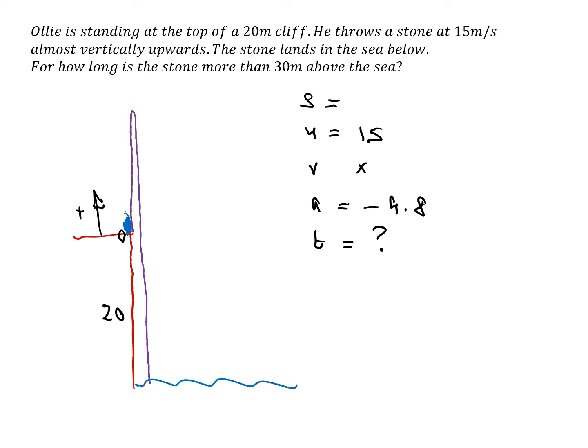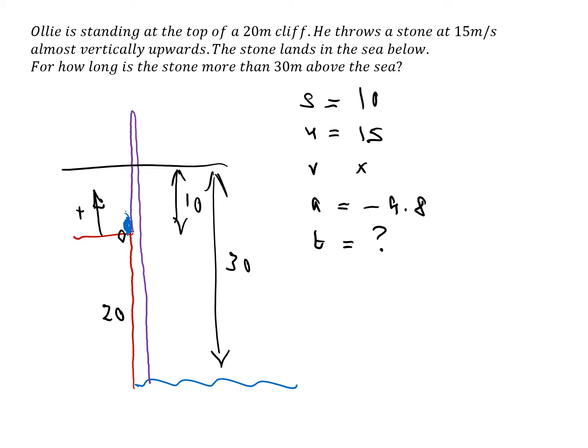Let's have a think about S though. S is displacement, remember, and it's displacement from the initial position, from the starting position. Now, if we're 30 meters above the sea level, then the displacement at this point, although that's 30 meters, the displacement from our starting point is only 10 meters, and it's 10 in the positive direction. So S is 10.